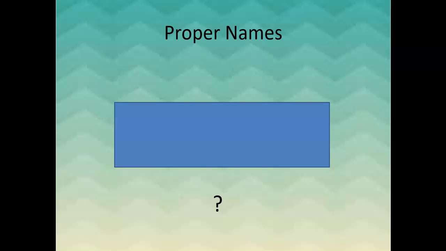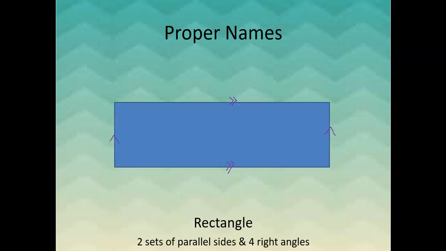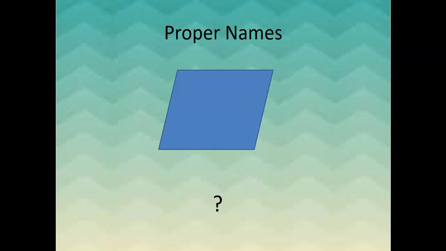Underneath that type of parallelogram, we have even more specific types. So you can see that this shape also has two parallel sides. So this is a parallelogram as well. But we can be more specific because it's a specific type of parallelogram and call it a rectangle. Not only does it have two sets of parallel sides, but it also has four right angles. So a rectangle is a type of parallelogram that has four right angles.